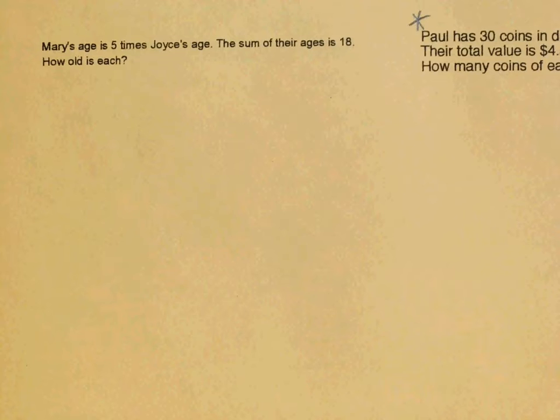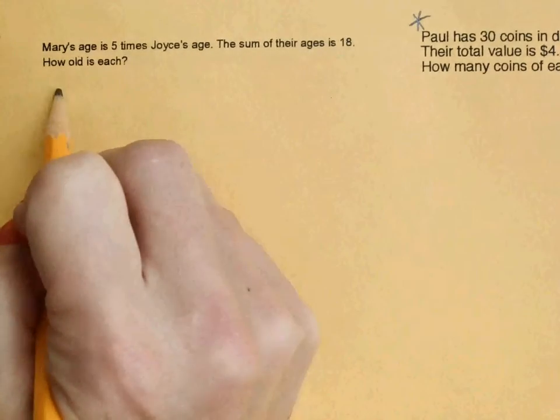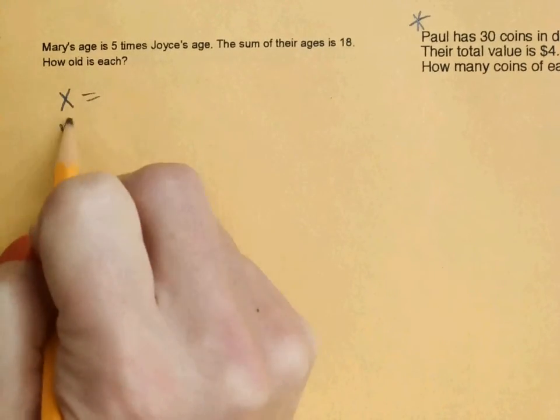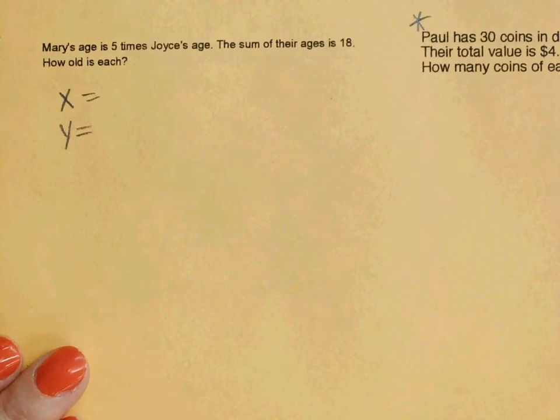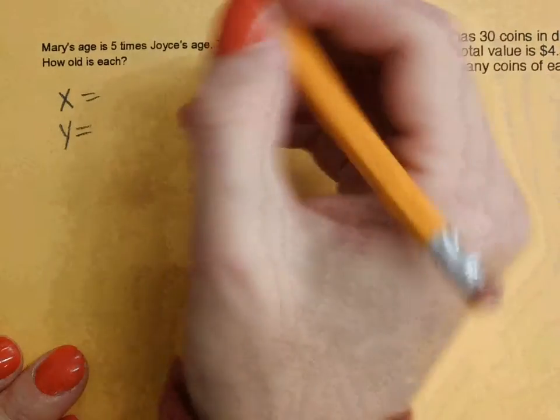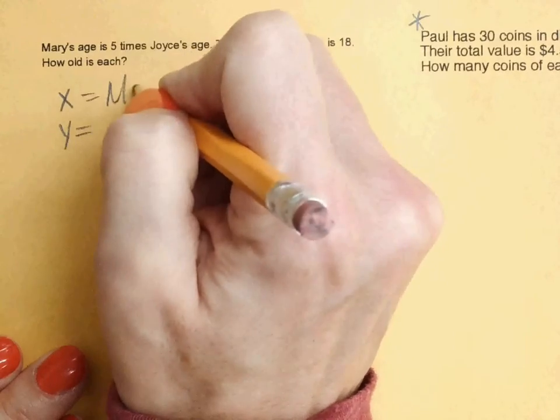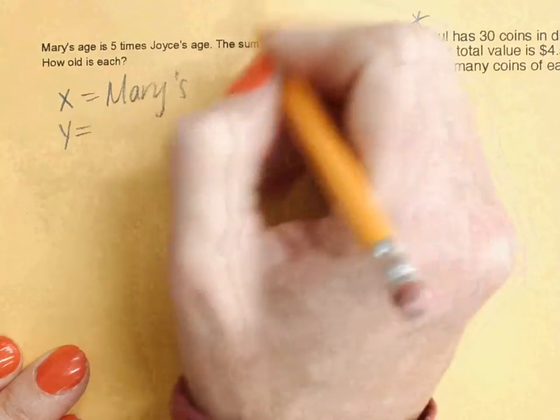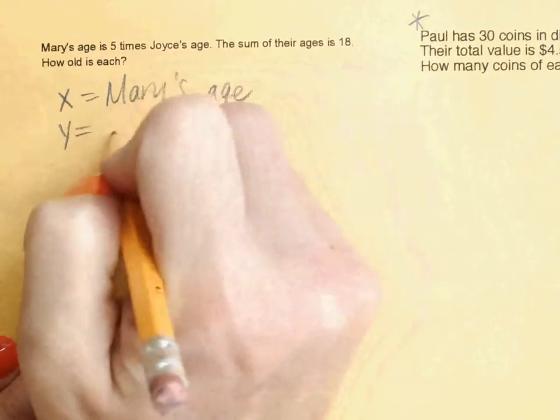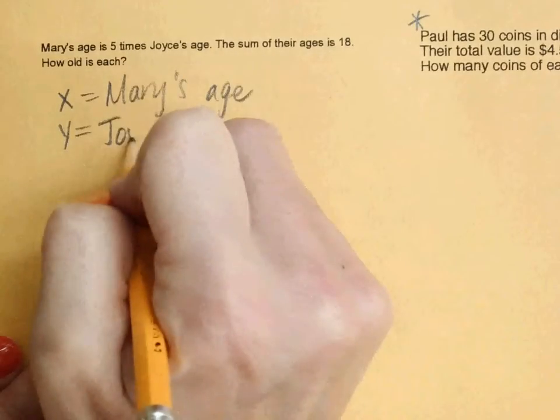So we'll talk about Mary's age is 5 times Joyce's age. The sum of their ages is 18. How old is each? So first we have to label our variables. And so when I label my variables, I'm going to use x equals, y equals. And the two things that I'm trying to figure out is Mary's age and Joyce's age. So we'll go ahead and label x as Mary's age and y is Joyce's age.